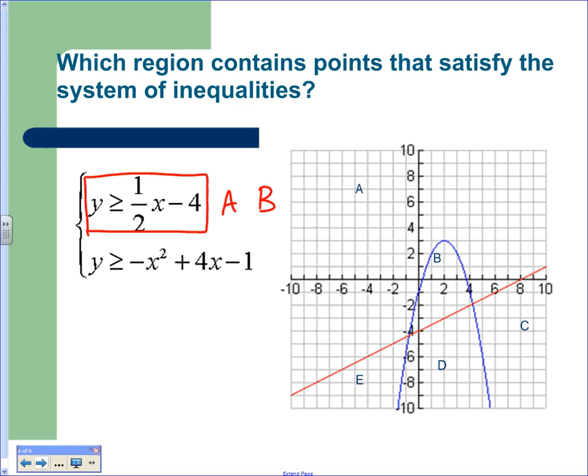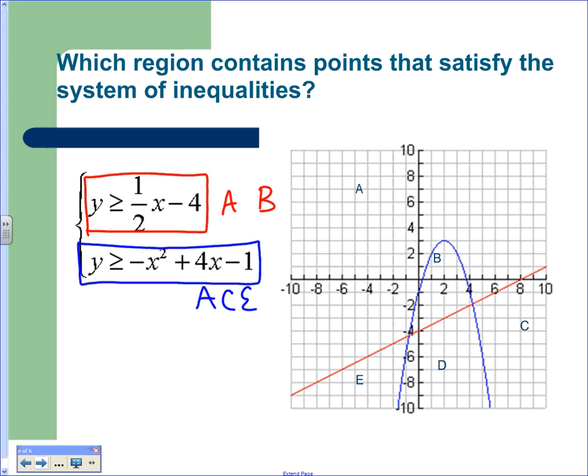Does this one have to be the parabola? Yes. So what does it say? What regions are above the parabola? A, what else? Why C and E? Because they're not inside. Hold on. Do y'all see why it's A, C, and E?